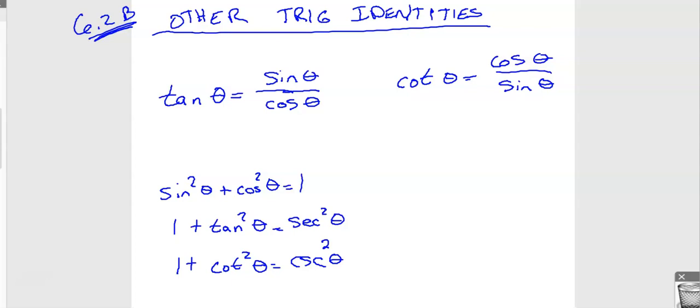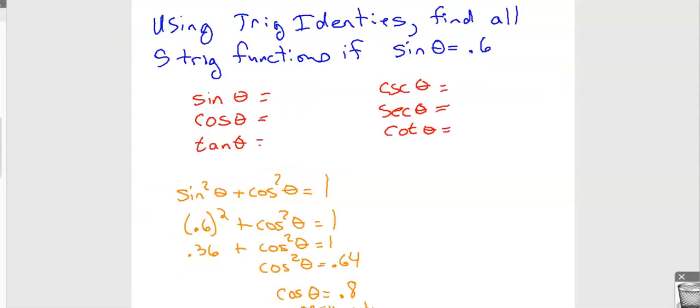Now, these other three trig identities you need to be familiar with, especially this one right here. This one comes into play all of the time. So sine squared theta plus cosine squared theta equals 1. That's a fact. You just need to use it a lot. These other ones you will use from time to time. Just be familiar with them to make sure that you understand what they are. So let's look at a way to use these trig identities.